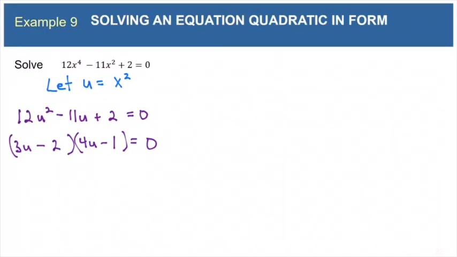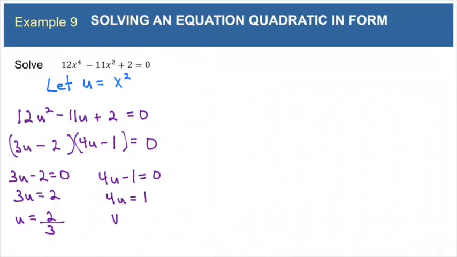All right, now, if this times this is 0, one of these has to be 0. Either 3u minus 2 is 0, or 4u minus 1 is 0. If 3u minus 2 equals 0, then 3u equals 2, and u equals 2/3. If 4u minus 1 is 0, then 4u equals 1, and u equals 1/4.